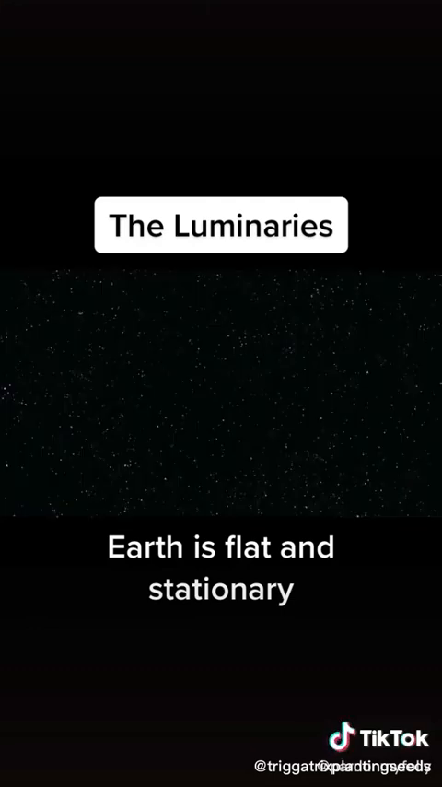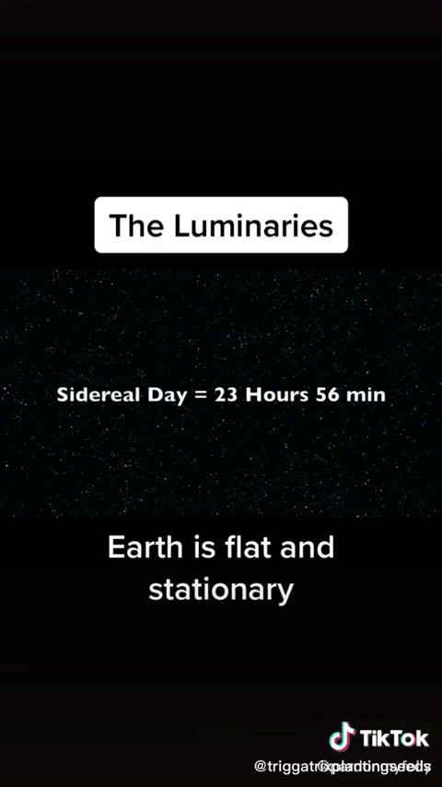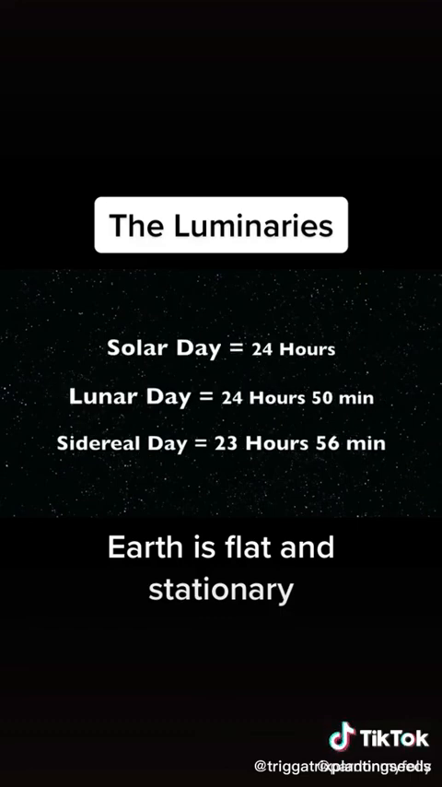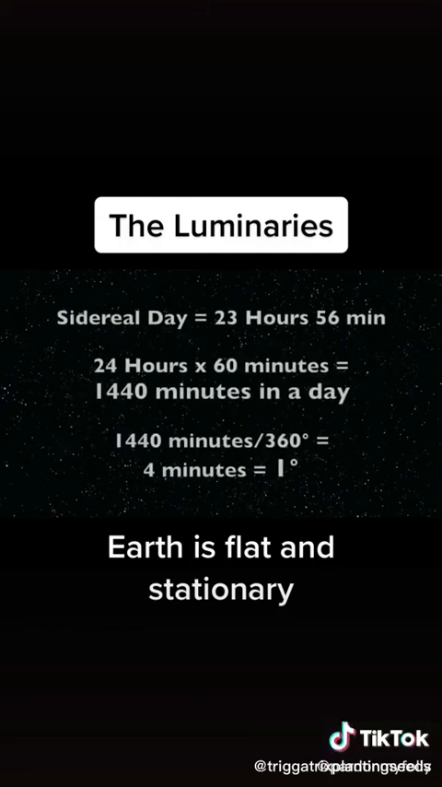Now the stars are slightly different. There's something known as a sidereal day, which is slightly shorter than a solar day. A solar day is a true 24 hours. A sidereal day or a stellar day is slightly shorter by 4 minutes. A stellar day is only 23 hours and 56 minutes. Because it's 4 minutes faster than a regular day, this 4 minutes equates to 1 degree.